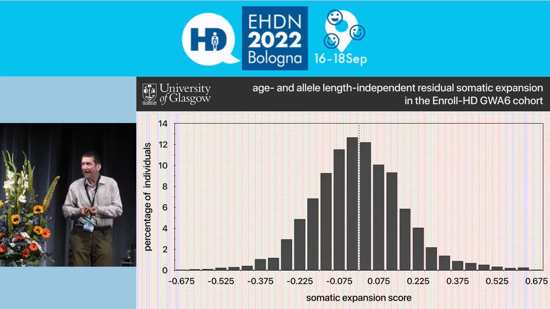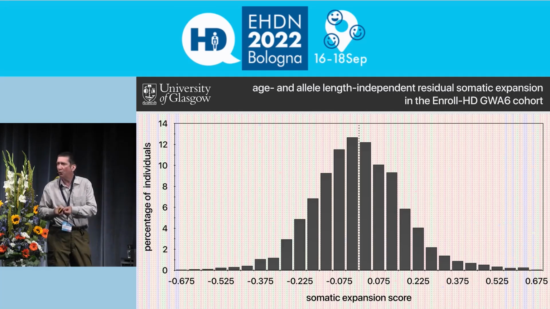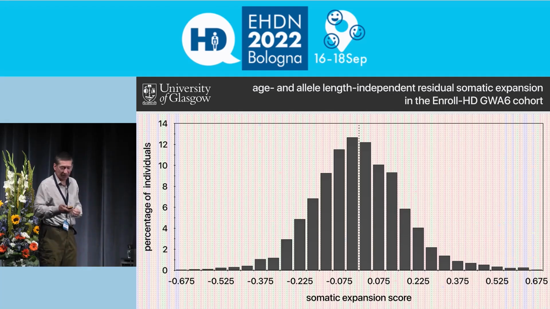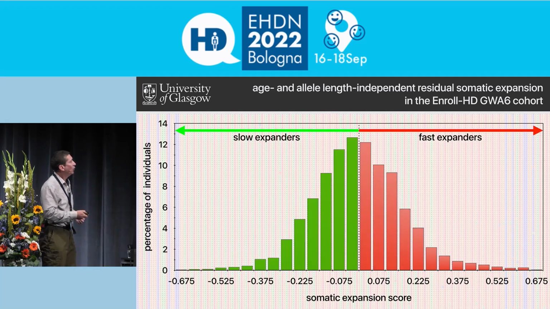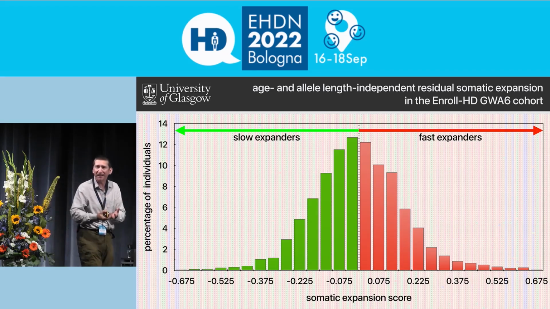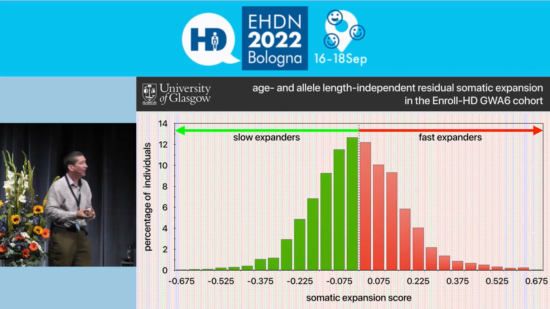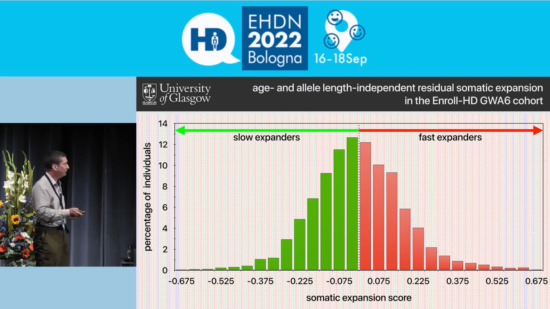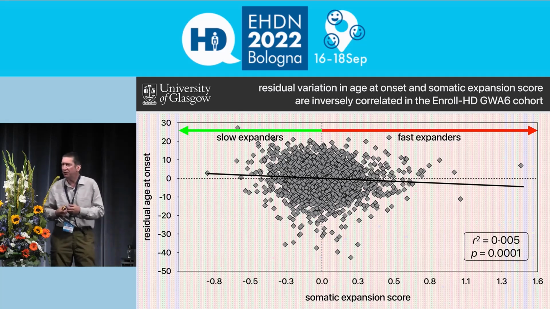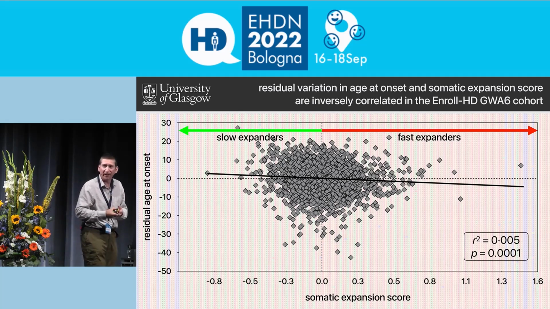So when we correct for age and CAG, we end up with a residual score here, which we call the somatic expansion score, and that's essentially normally distributed around 0. So the simple way to think about this is that all the people with a higher score than average are expanding their repeat more rapidly than average, and those who are slower expanders are expanding their repeat more slowly than average.